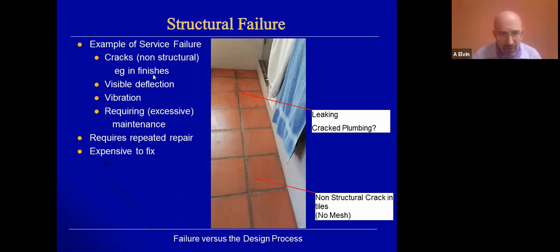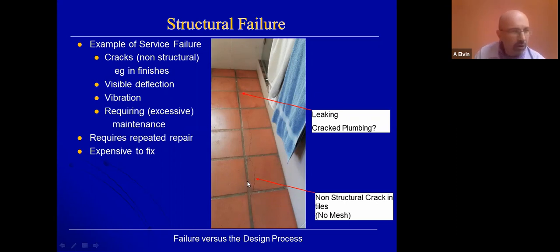So here's an example of a non-structural crack. This is a crack in my very bathroom upstairs in this very house I'm sitting in. There is a crack that has progressed through the very expensive tiles. You can perhaps see it, perhaps you can't. What has happened here is that the pipes that were buried in the concrete have cracked and we have leaking. And the question is, have we got cracked plumbing?